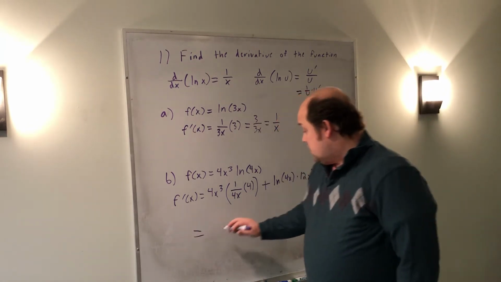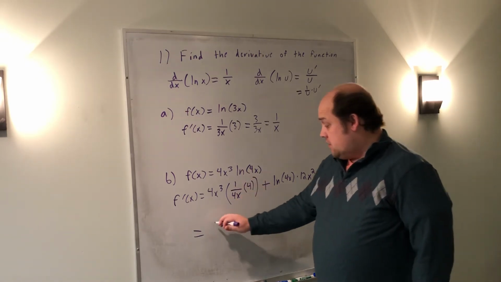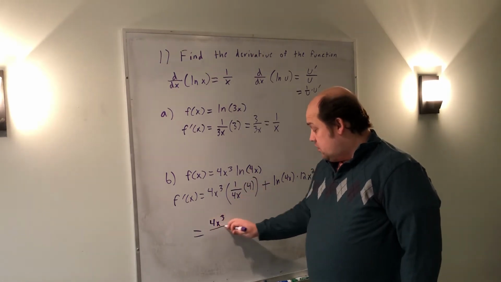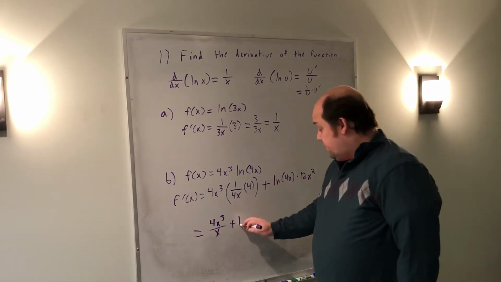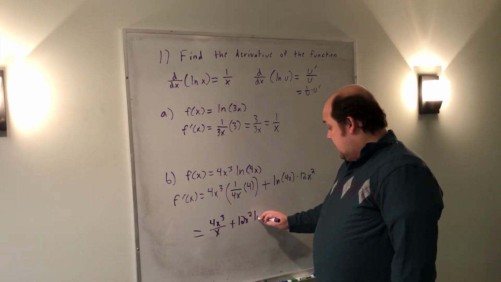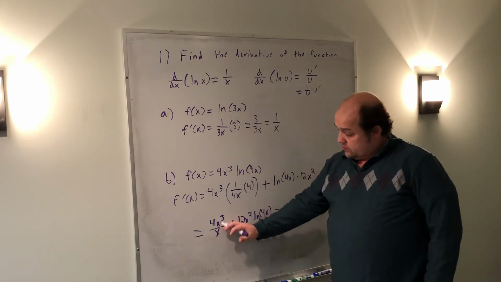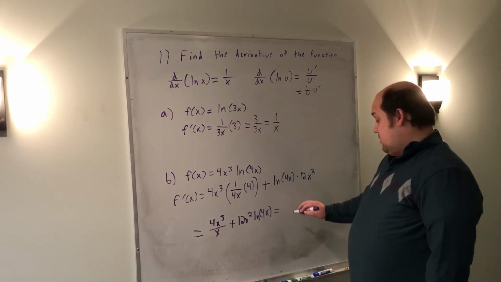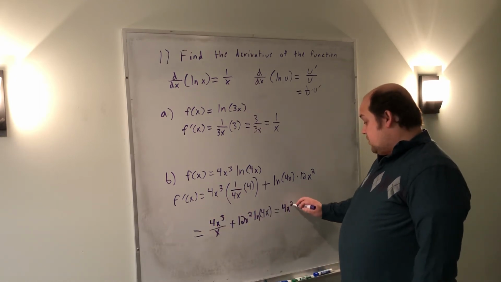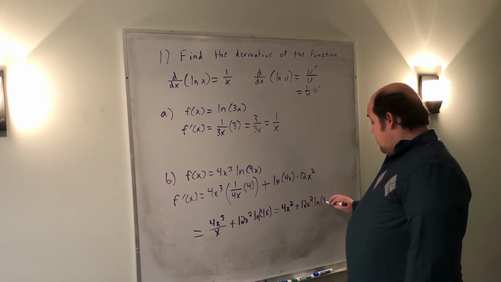Cleaning this up a little, this 4 and this 4 cancel to just give me 1 over x. So I get 4x cubed over x, plus I'm going to bring this 12x squared to the front, times the ln of 4x. Last thing I can do is reduce x on top and bottom. So this x to the first and this x to the third just leave me with an x squared on top. So my final answer is 4x squared plus 12x squared times the ln of 4x.